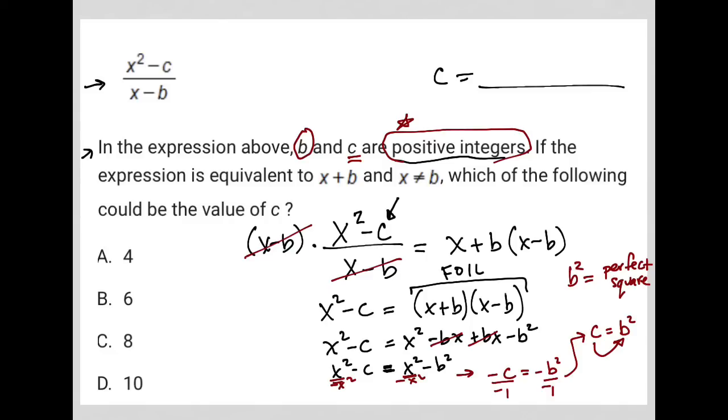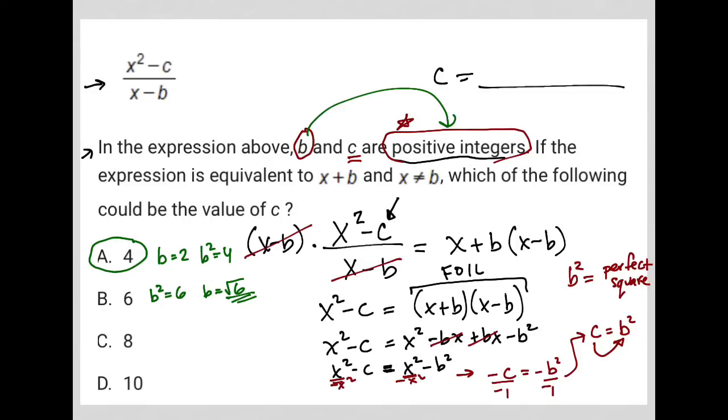So I'm looking for perfect squares in my answer choices, and there's only one. The only perfect square here is choice A, right? In this case, that means b would equal 2, and therefore b squared would equal 4, right? If I tried choice B, if I said that b squared equaled 6, that would mean that b equals the square root of 6. But b cannot equal the square root of 6 because we're told that b is a positive integer and the square root of 6 is not a positive integer.